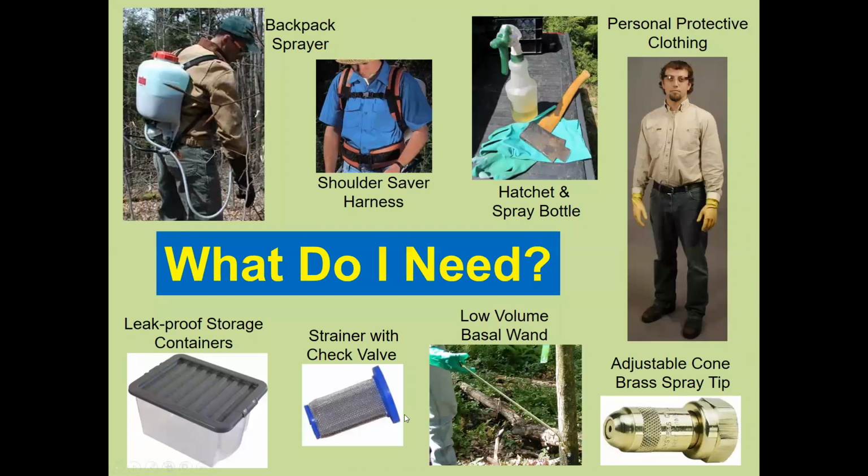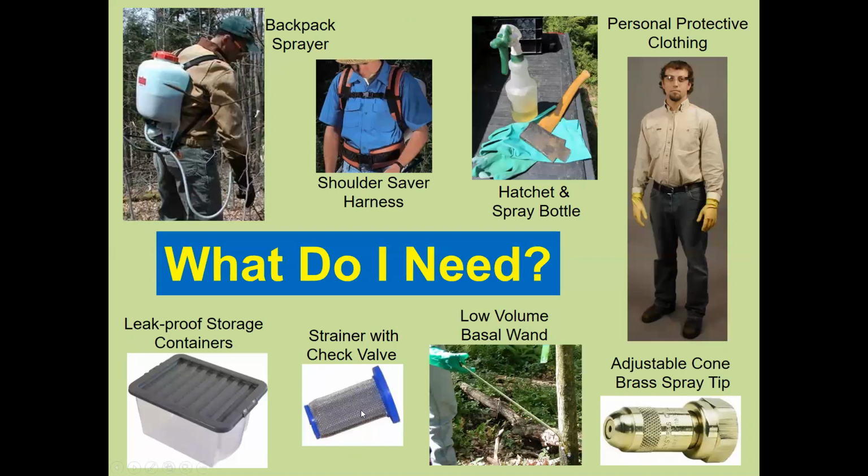With this check valve, you can put this right at the tip there, and it's based on the pressure of the backpack sprayer. And as soon as the pressure goes down just a bit, this check valve will kick in and it'll shut it off right at the tip, which is what this basal wand does already. But you can modify just a regular wand by putting this check valve with the strainer right in there.